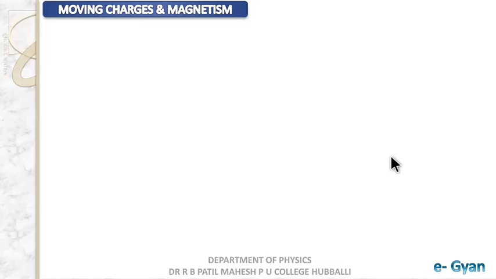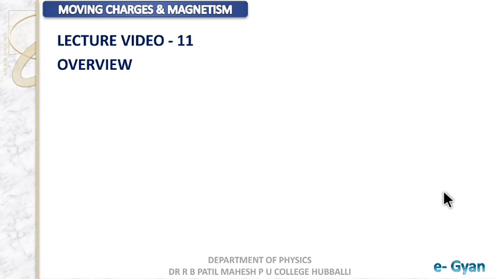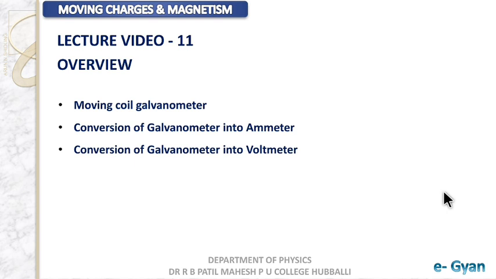Hello dear students, welcome to the video lecture 11 of the chapter Moving Charges and Magnetism. Today we shall discuss moving coil galvanometer, conversion of a galvanometer into ammeter and also into a voltmeter. Let us proceed with moving coil galvanometer.